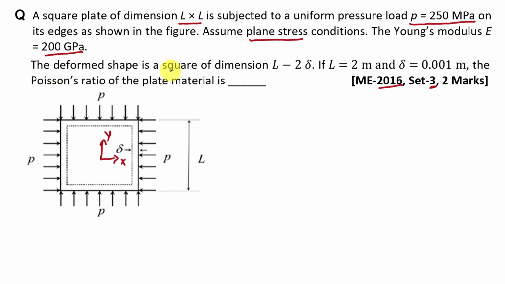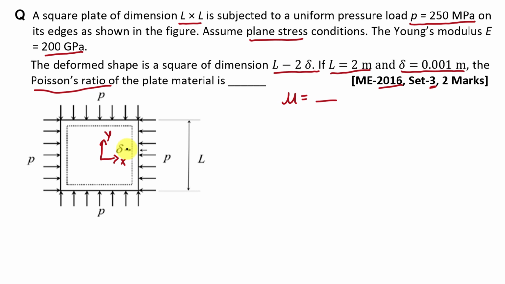The deformed shape is square of dimension L minus 2 delta, that is shown here. This dotted line is deformed shape. If L is equal to 2 meter and delta is equal to 0.001 meter, the Poisson's ratio of the plate material is dash. Means here we have to find out mu.